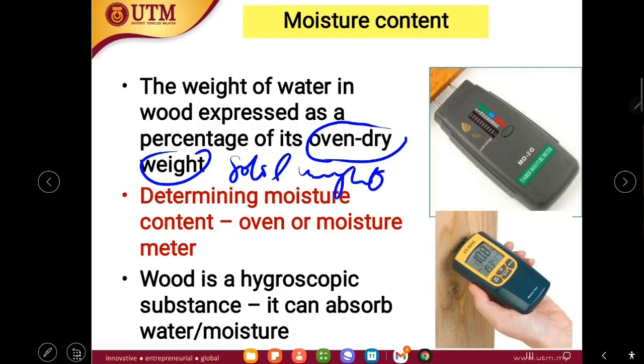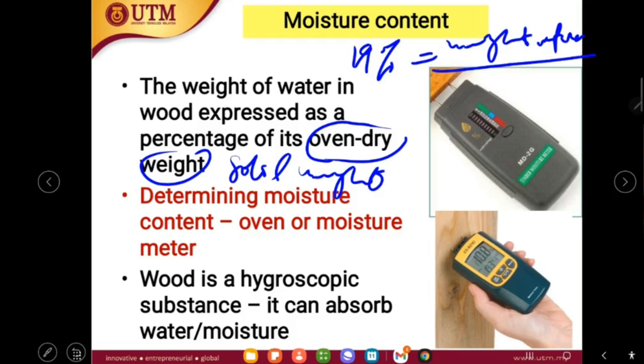So the weight of the water in the wood, let's say just now I did mention about 90% water in the green wood. The 90% of the green wood is the weight of water divided by the weight of the solid, or oven dry weight. That is how we determine the percentage.